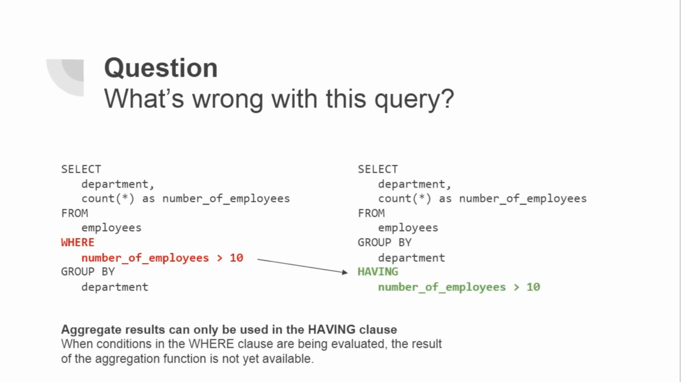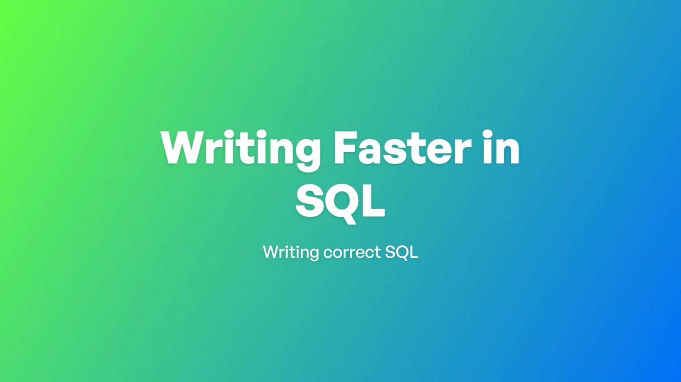Great. So as some of you already mentioned, you cannot apply a condition on an aggregate in the where. You need to use having. Exactly. You are all mostly correct. And we are good to go with the first part of our presentation.